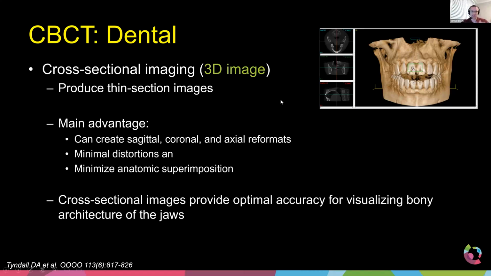You can sort through those, and you can go in and out of all those different slices. And so there's really no tissue anatomy that's superimposed over the other, like in a panoramic, which is just a two-dimensional image.